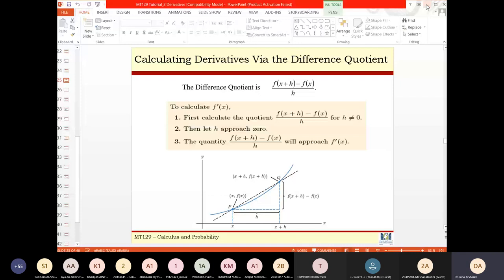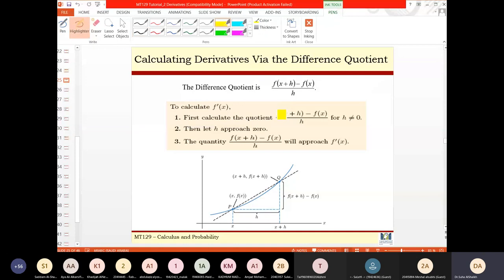So the 3 steps are as you can see here. The first one, we have to calculate f, the value of the function at x plus h, and then we subtract f, the function itself, at x, and we divide by h. What is this h? The h is a very, very tiny small number that's not equal to 0 at the beginning. Then we let this h approach 0, which means we find the limit when h approaches 0.